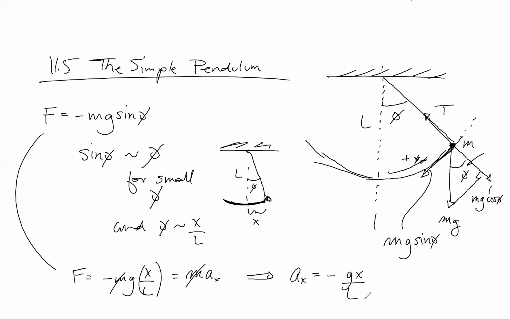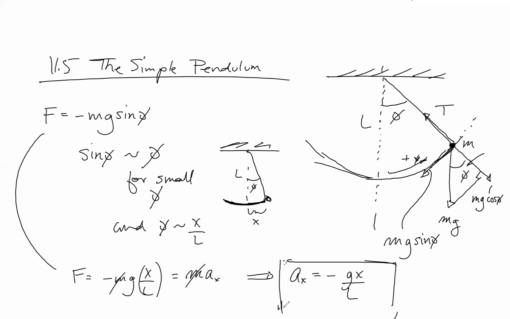And what we'll notice is, I'm going to have to go to a new page to complete this treatment. A_x equals minus g over L times x, or that restoring acceleration is proportional to the displacement. And that is a condition which your book will talk about as specifying simple harmonic motion.